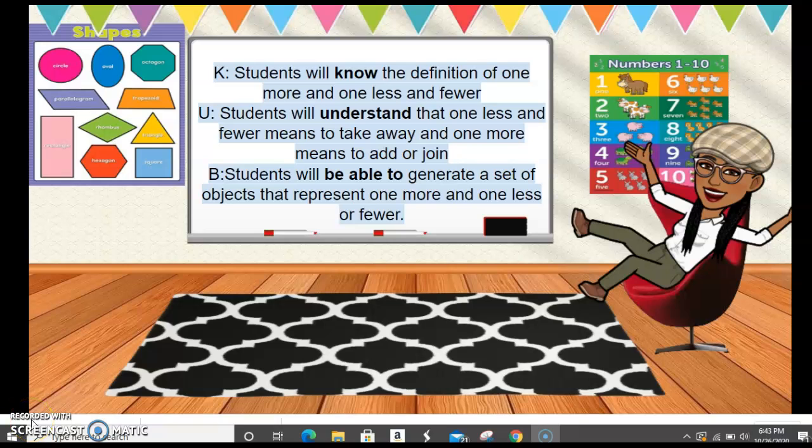Okay, friends, so we already went over one more. I'm going to go over the objectives again before we get started with one fewer or one less. Students will know the definition of one more and one less and fewer. Students will understand that one less and fewer means to take away, and one more means to add or join. Students will be able to generate a set of objects that represent one more and one less or fewer.